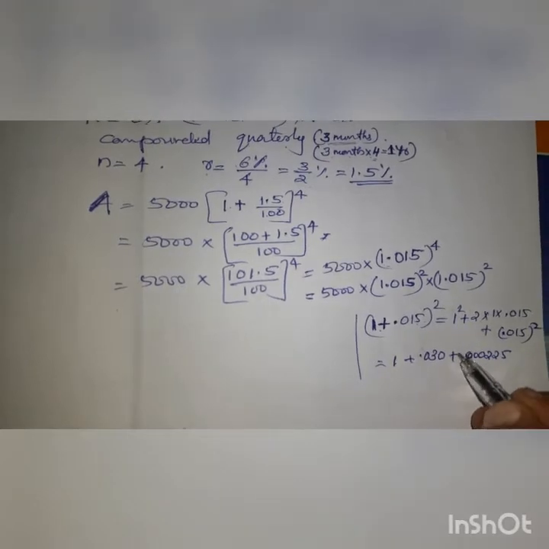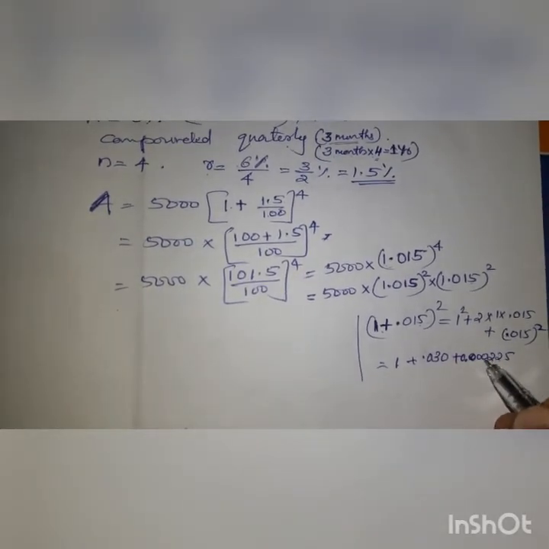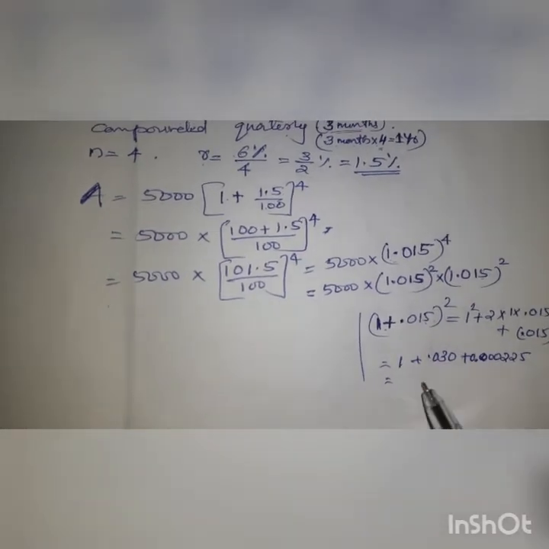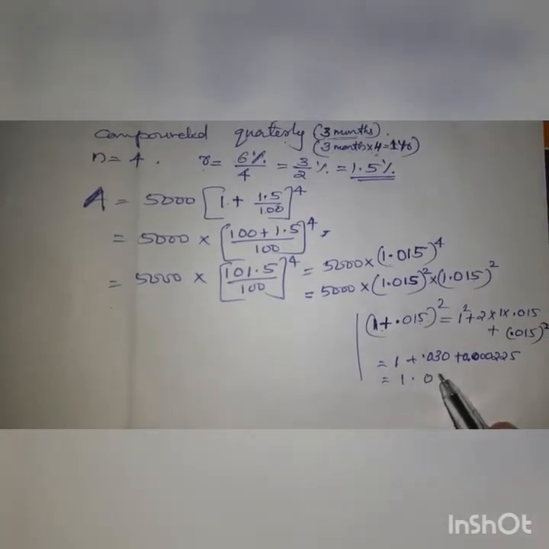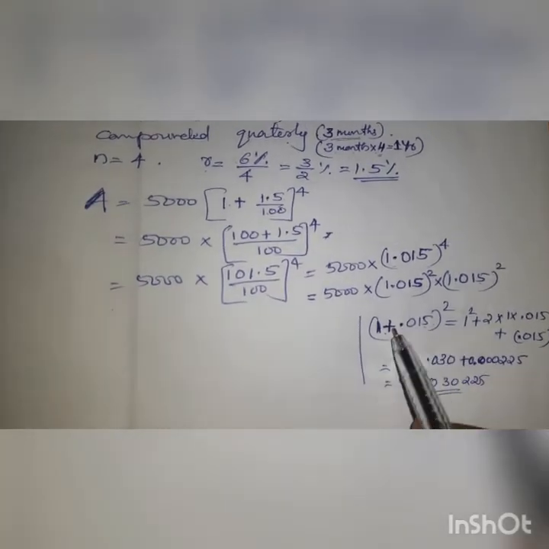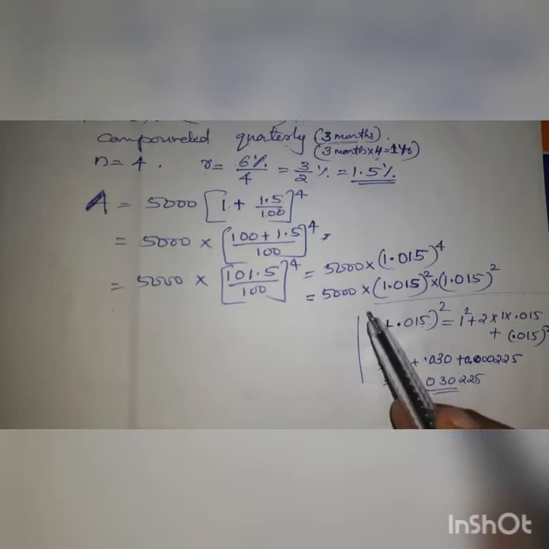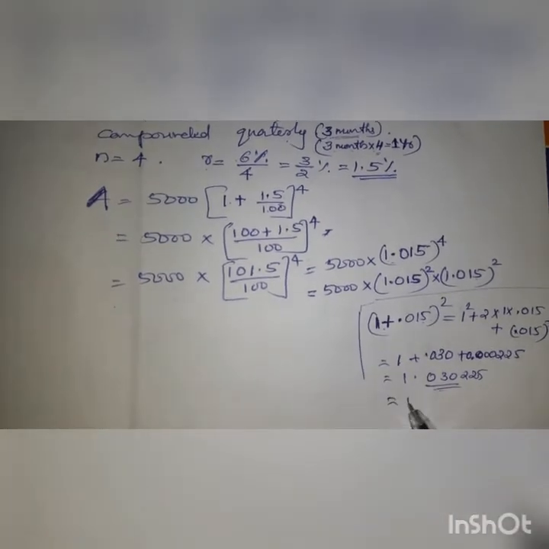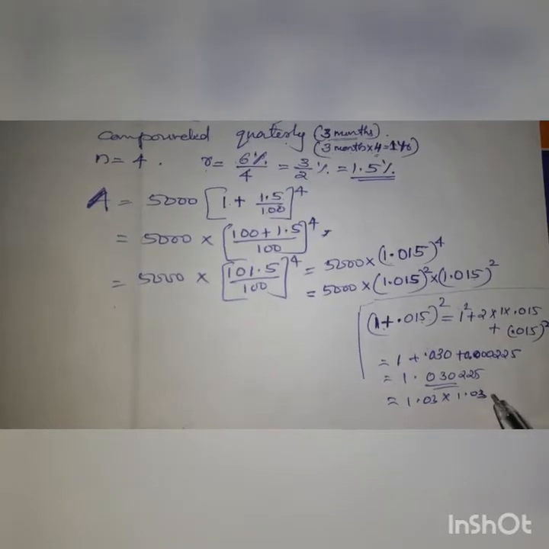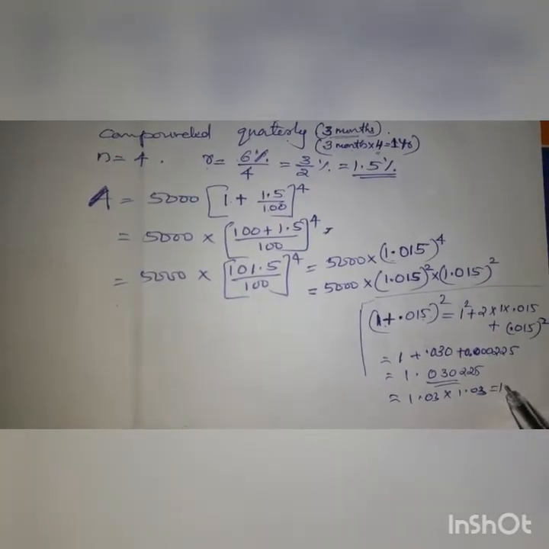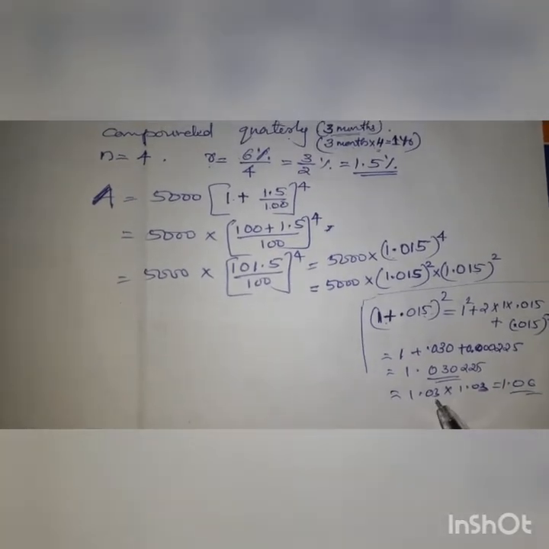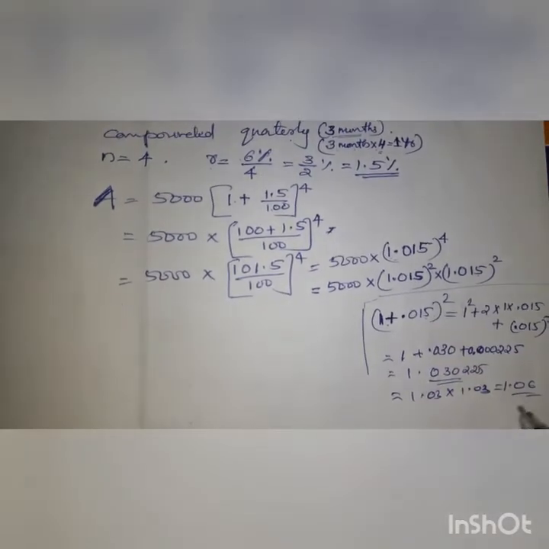So 0.000225. Then you have to add it, and you will get 1.030225. So this is the answer for only the square. Again you have to multiply, that is 1.03 into 1.03 you have to take. That is, you will get almost 1.06 like that. Okay, that is the square of these two terms.